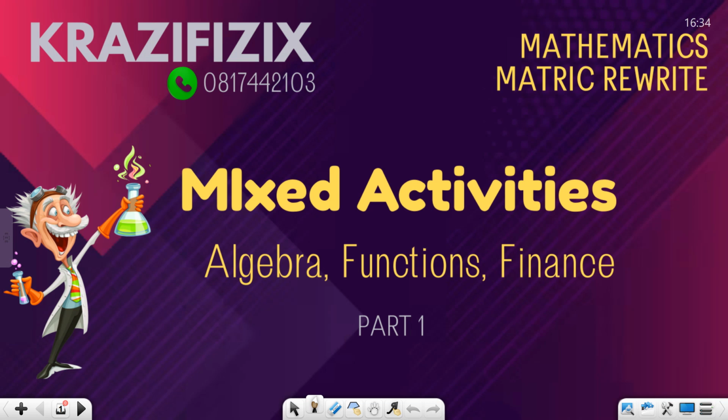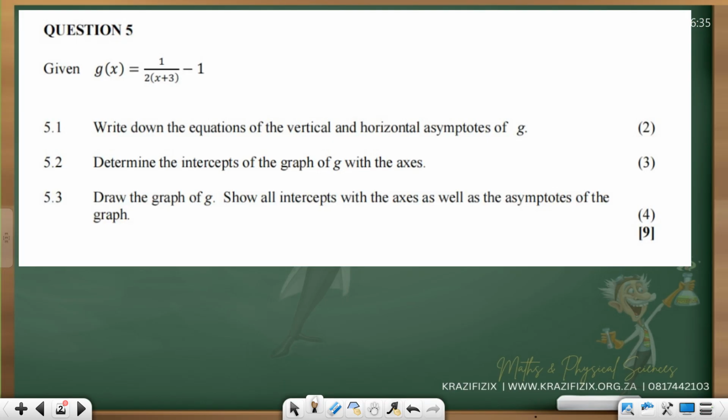Okay, so we have these three little sections that we want to quickly look at: our algebra, functions, and finance. Let's quickly begin. So we're beginning with functions. This is completely grade 11. Now, our first question here says, write down the equations of the vertical and horizontal asymptote.